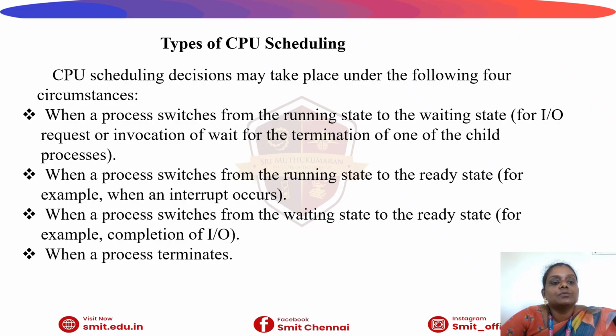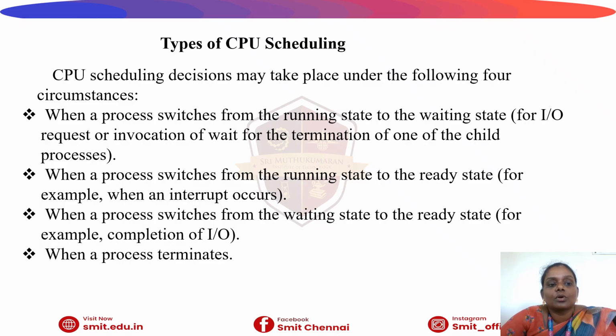And then, types of CPU scheduling. CPU scheduling decisions take place under the following four circumstances. That is, there are four types of situations: running to waiting, running to ready, waiting to ready, and process terminates.